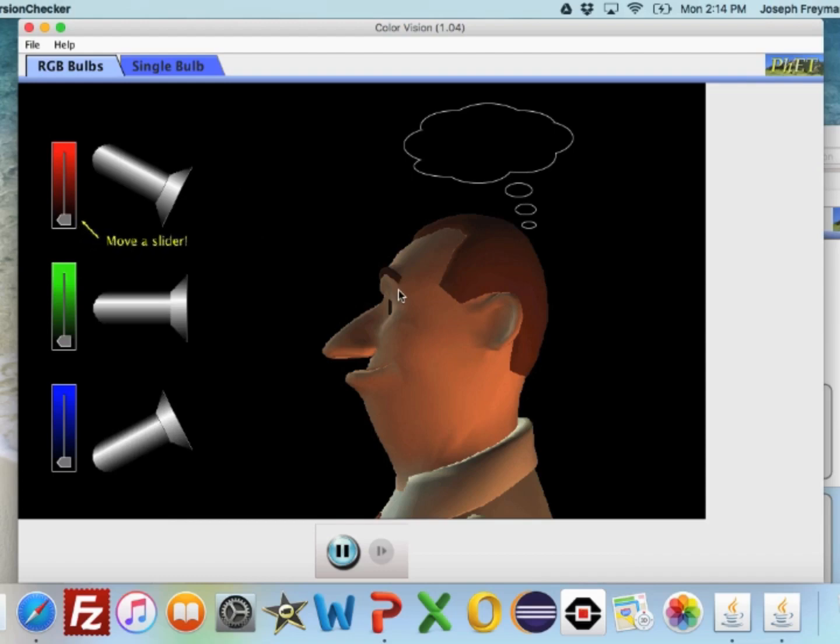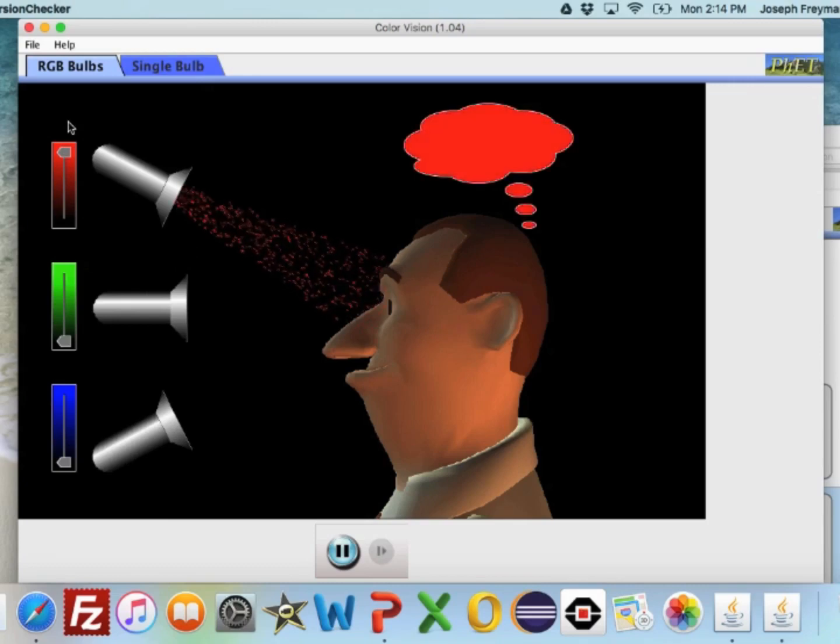All right, so this is kind of a goofy animation, but it's going to show you what color the guy's thinking when different colors of light hit his eyes. Now, what he's thinking at this moment is black, because no color is hitting his eyes, and black is the total absence of color. All right, so if we give him a lot of red, suddenly his eyes are showered with red photons, and he sees the color red.